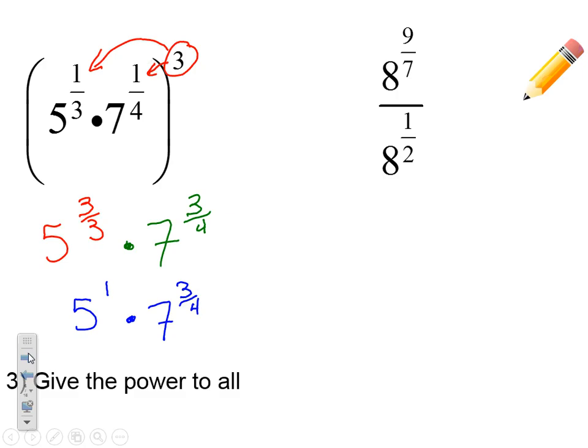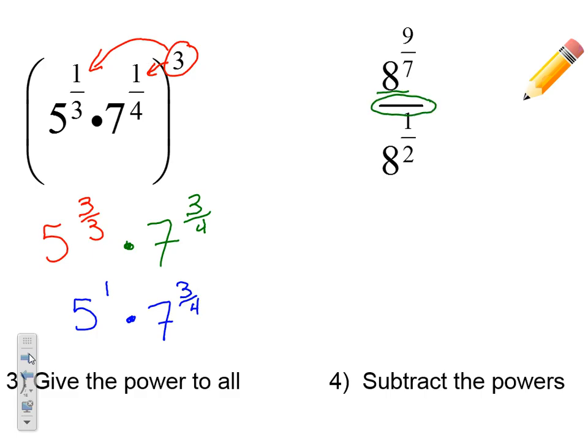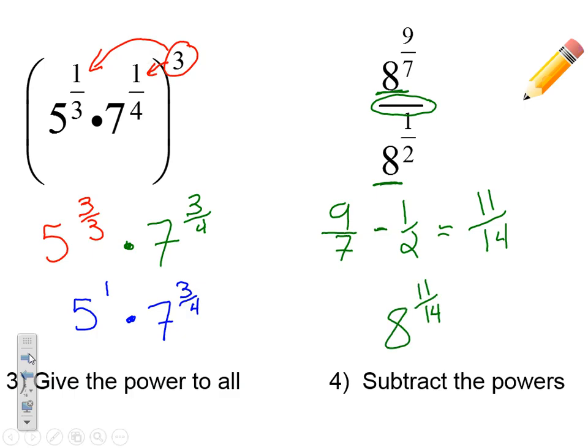Now, on our fourth one over here, we're going to subtract our powers because we have division going on here. So we're going to subtract because they have the same bases. So I'm going to take 9/7 minus 1/2. When I do that, I get 11/14. To rewrite my answer, I'm going to get 8 to the 11/14 power. Okay, so all we're doing is subtracting our exponents on that one. All right, moving on to our last two.